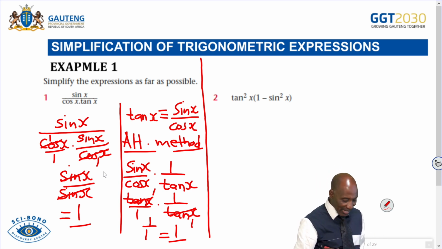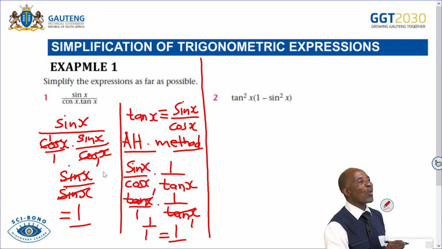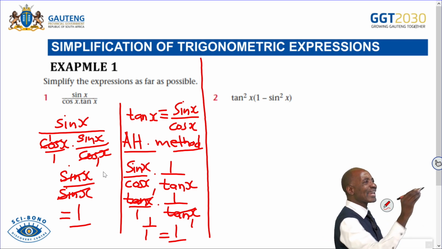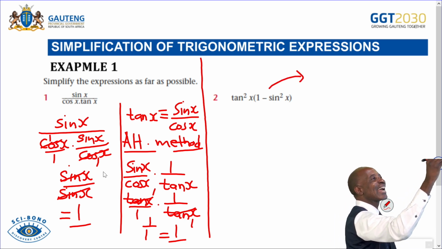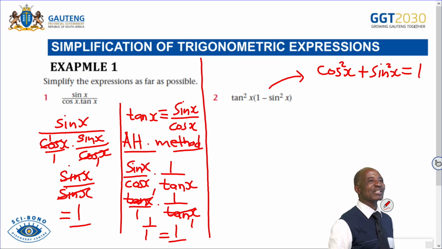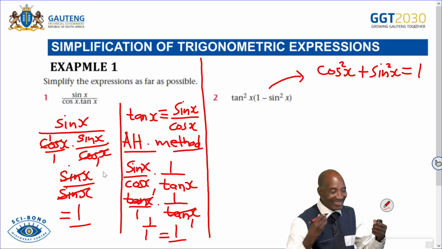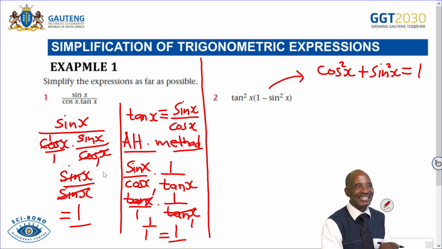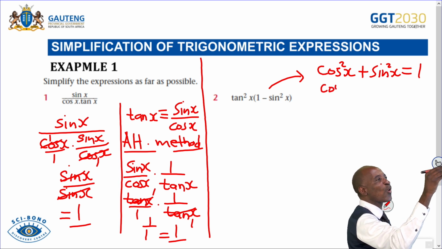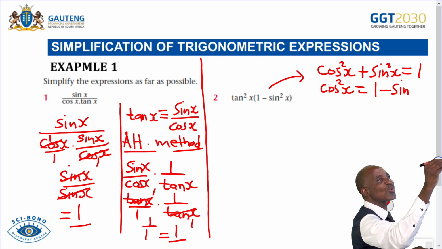Okay, let's move on to the next question, number 2. Our number 2 says tan squared x multiplied by 1 minus sine squared x. The moment I see 1 minus sine squared x, I think of the square identity. Cos squared x plus sine squared x equals 1 is a special equation. And the moment I write down that, I'm thinking of the 3 versions of that identity, which can also be written as cos squared x is equivalent to 1 minus sine squared x.